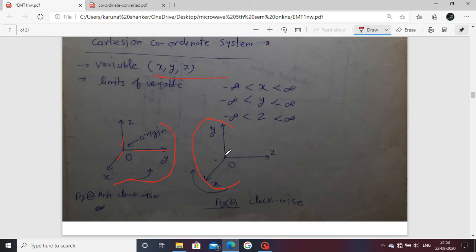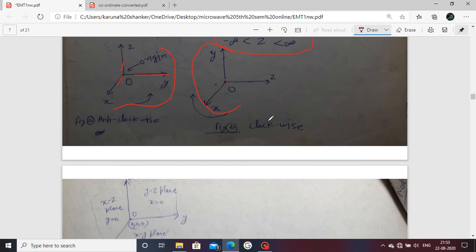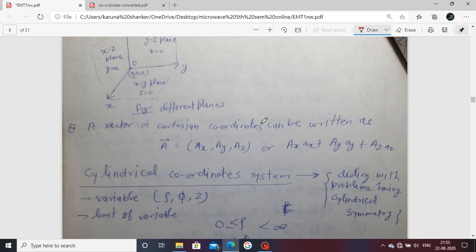This is your origin point. This shows your limits, meaning x ranges from greater than minus infinity to less than infinity, and similarly y and similarly z. These are the Cartesian coordinates. A vector in Cartesian coordinates is written as the magnitude and its unit vector in the x direction, the magnitude and unit vector in the y direction, and similarly in the z direction.